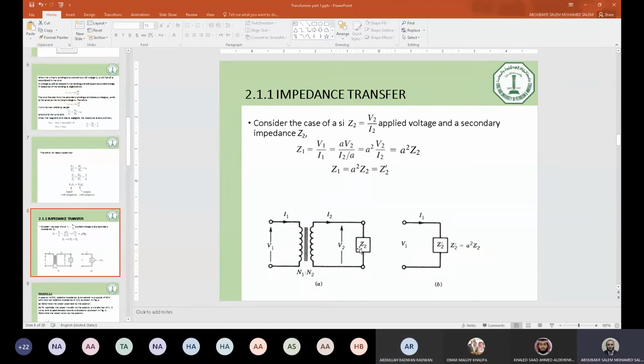Actually, there are no two impedances. It's only one impedance. Is it right? Oh, okay. So Z1 here means the impedance seen by the supply, which is the value of Z2 referred to the primary.